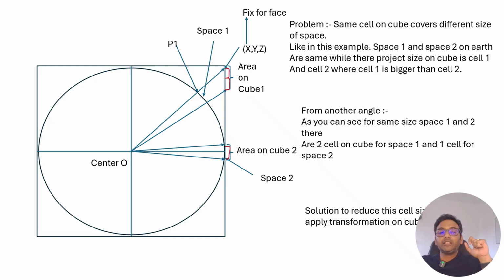But the problem here is, if we start drawing cells on this cube, space 1 of the sphere is covering area 1 on the cube, and space 2 is covering area 2 on the cube. If you try to break it into small blocks, area 1 on the cube will have 2 blocks, and at the same time area 2 on the cube will have 1 block, as I am showing with the red lines. So space 1 and space 2 on the sphere, which is earth, are the same size, but when projected onto the cube, the size covered by the projection is different.